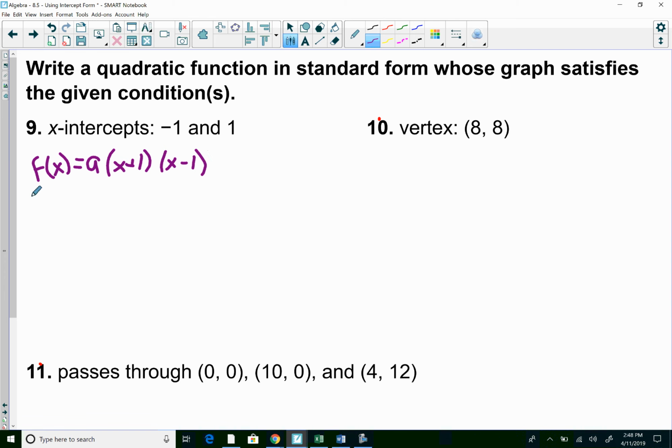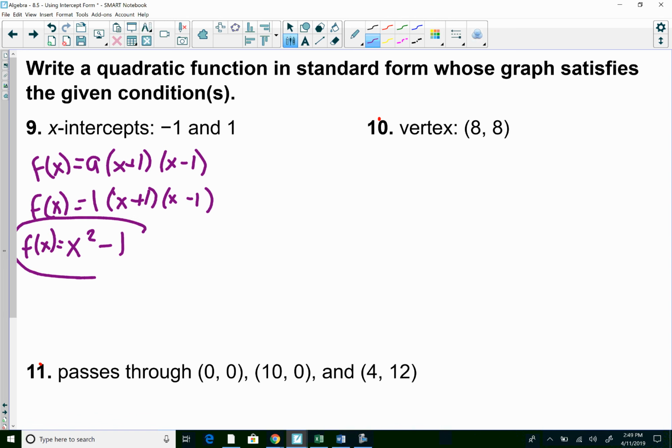Okay, so then again, we're just going to substitute 1 in for a, and then we're going to do x plus 1, x minus 1. I'm going to FOIL all this stuff together. So x squared minus 1, that's going to be our new function. Okay, so rather quick and easy.